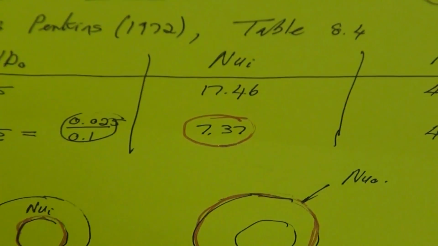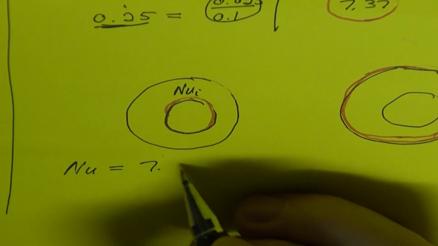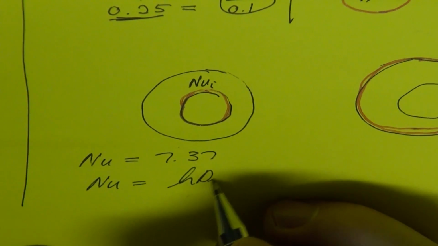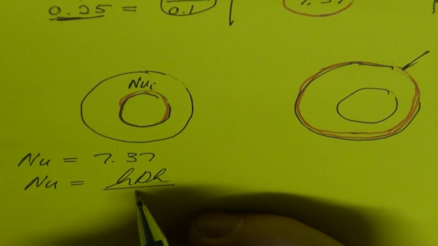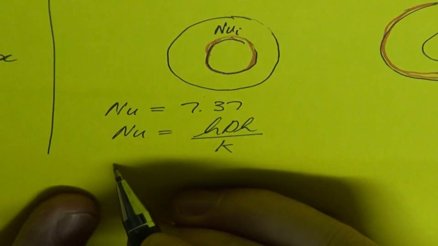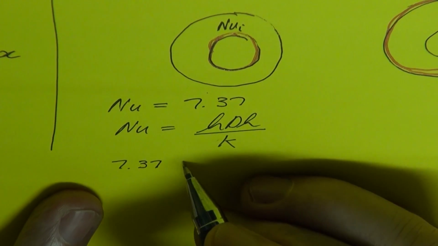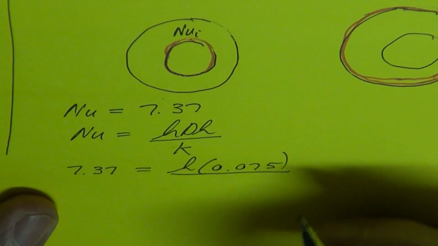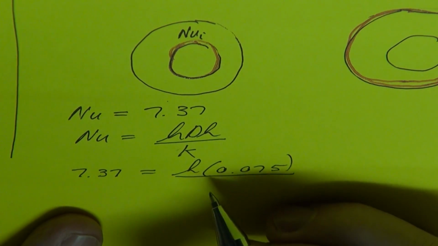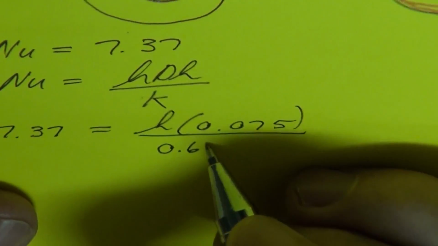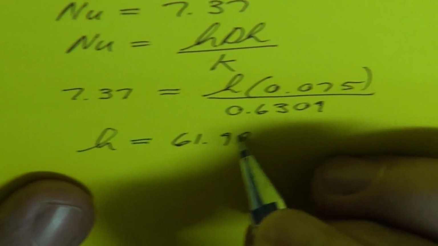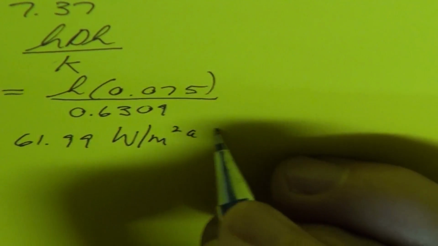So now we've got the Nusselt number. The Nusselt number is equal to 7.37. The Nusselt number is equal to the heat transfer coefficient multiplied by the hydraulic diameter divided by the thermal conductivity k. So 7.37 is equal to the heat transfer coefficient multiplied by the hydraulic diameter, which is 0.075, divided by the thermal conductivity k, which is equal to 0.6309, and with that we can calculate the heat transfer coefficient as 61.99 watts per square meter degrees Celsius.